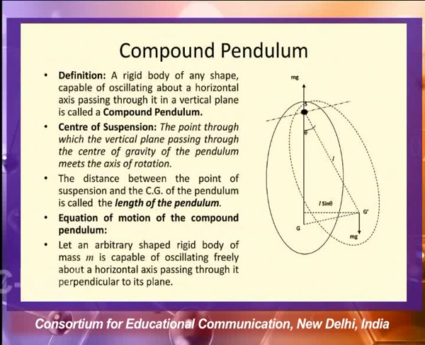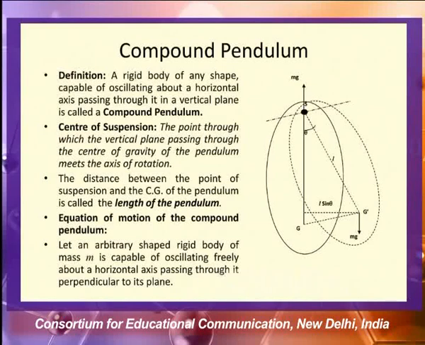We have a center of suspension, the point through which the vertical plane passing through the center of gravity of the pendulum meets the axis of rotation. The distance between the point of suspension and the center of gravity of the pendulum is called the length of the pendulum. Equation of motion of the compound pendulum.